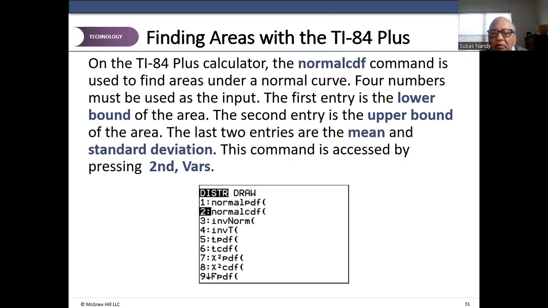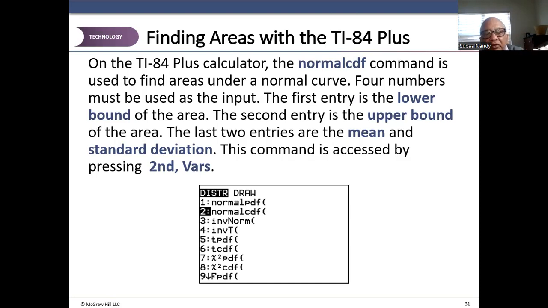How do I find normal CDF on my calculator? I press the second key on the top left, second, and then the VARS key, which is in the third row. Second and VARS, and then scroll down to number 2 with the down arrow key. Go to normalcdf so that the cursor is lined up with normalcdf. The cursor is the black rectangle. Hit enter.